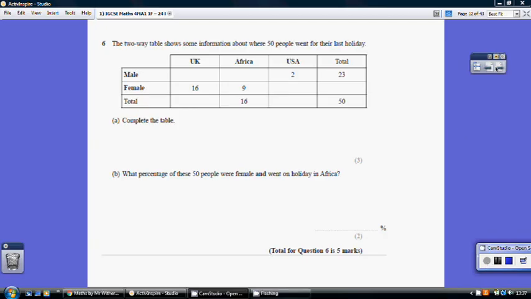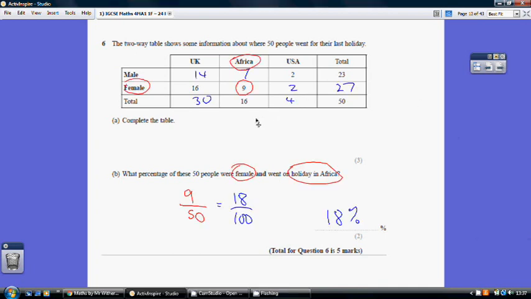Question 6. So we have to fill this two-way table. So just fill in the gaps really. 16 take away 9 gives us 7. Once we've got this 7 here, we can work out this 14 by doing 23 take away 2 take away 7 is 14. Then we can do the 14 add 16 equals 30. And then we're just filling all the gaps. So 16 add 9 add 2 is 27, and 2 and 2 is 4. There's always one missing number as you look down rows or columns.